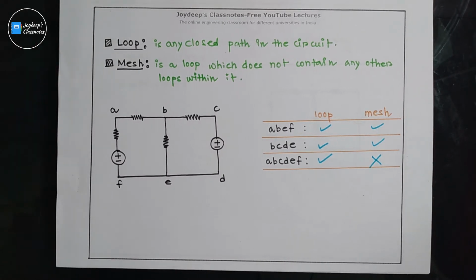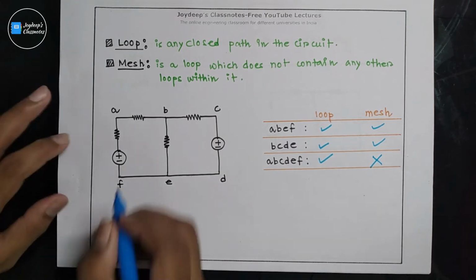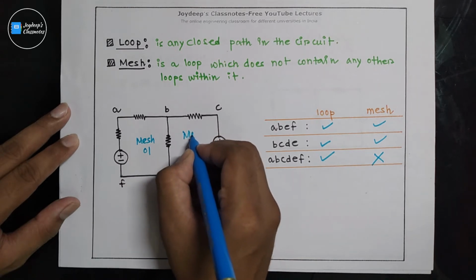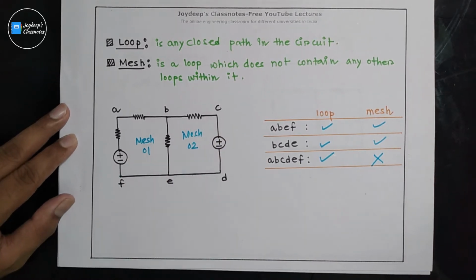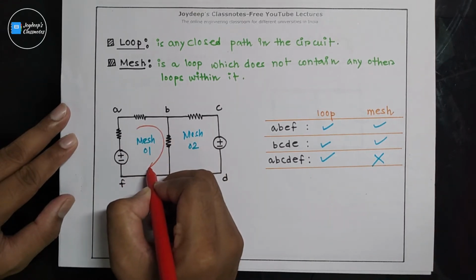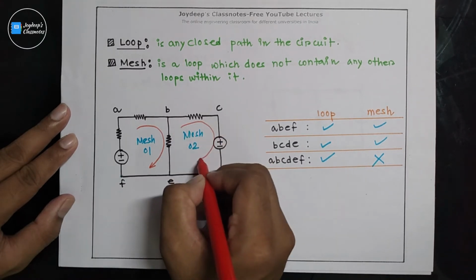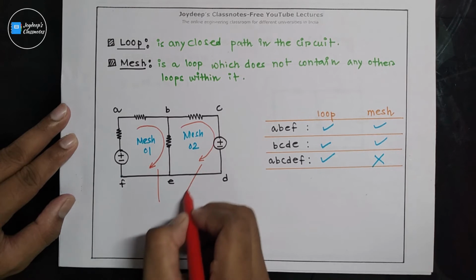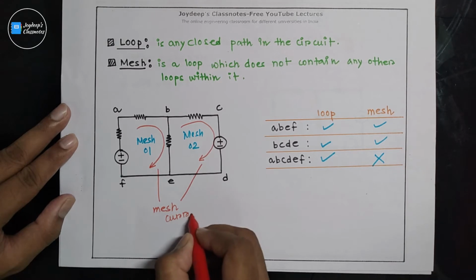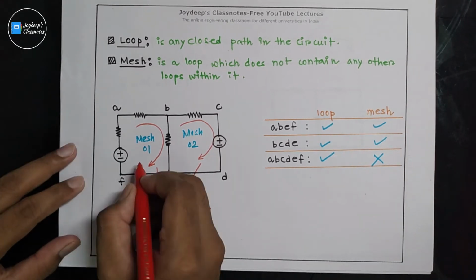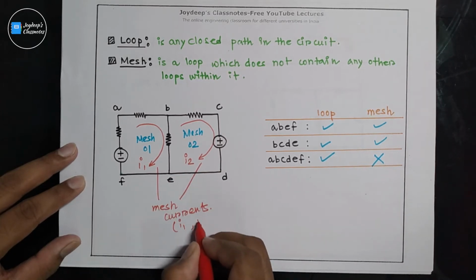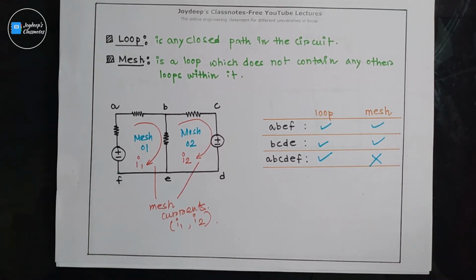Now we can name this mesh 1 and this mesh 2. Another thing is that the current passing through any mesh is called mesh current. So these are mesh currents, let's say I1 and I2.